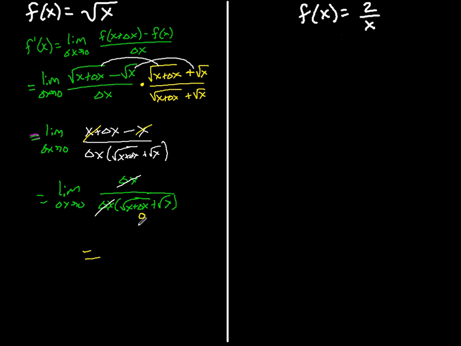So when that canceled out, all I have left is 1 up top. I have the square root of x plus 0 now, which is just the square root of x, plus the square root of x. So I have 2 square roots of x on the bottom. 1 over 2 times the square root of x, and you can just leave your answer like so. So that's how you do square roots.